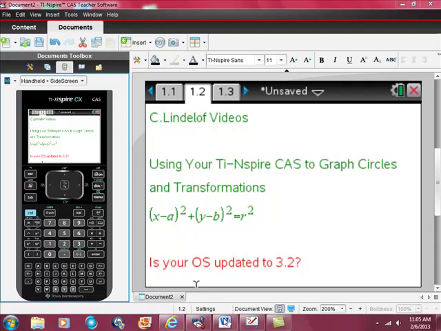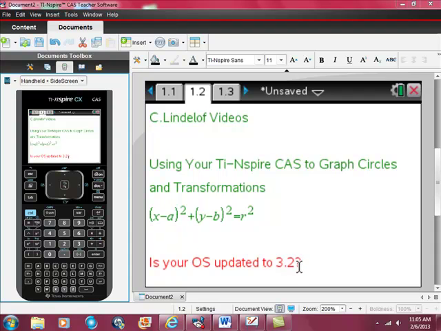See these videos using your TI-Nspire CAS to graph circles and transformations of circles. And we're going to use the form (x minus a) squared plus (y minus b) squared equals r squared.